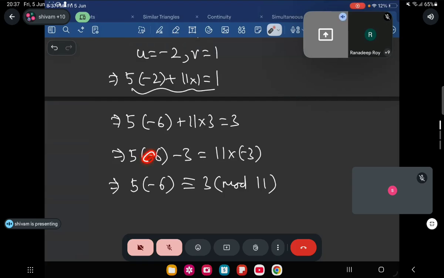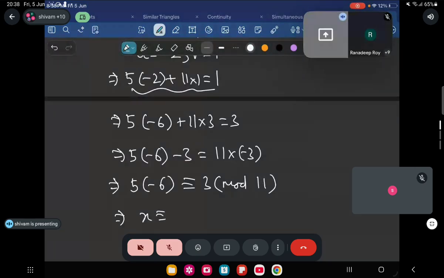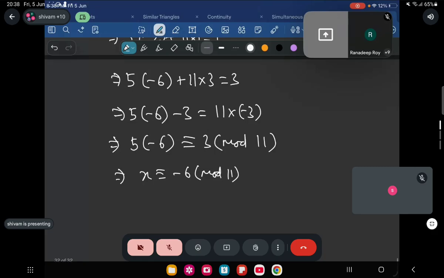See, what I have written, a minus b is equal to 11k, right? That means a minus b is divisible by 11. So I can say that 5 into minus 6 is congruent to 3 mod 11. So what does it imply? It implies that x is congruent to minus 6 mod 11. Those who are online, are you people getting it? So this implies x is congruent to 5 mod 11 is the solution.